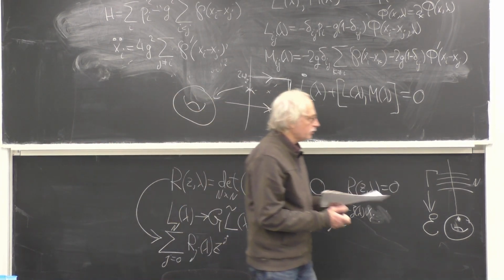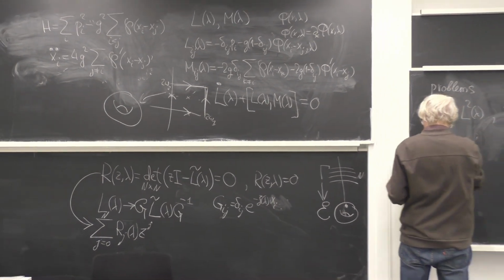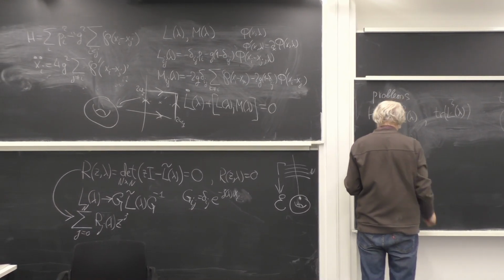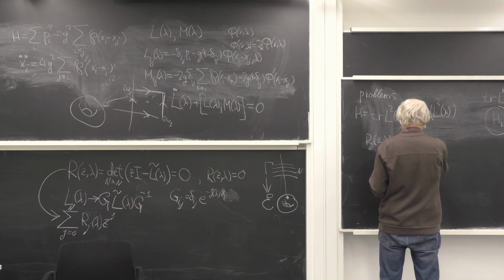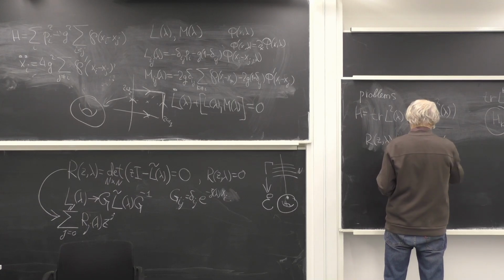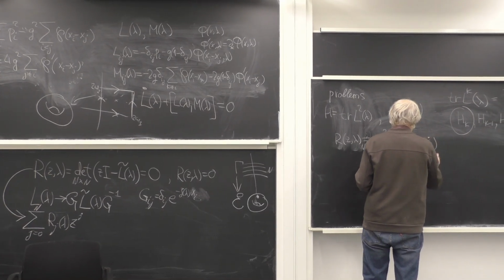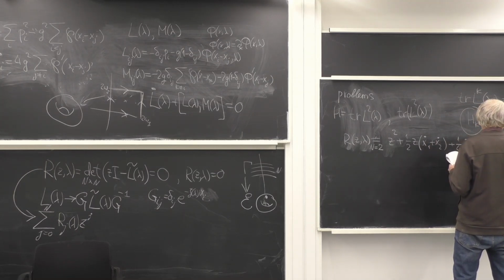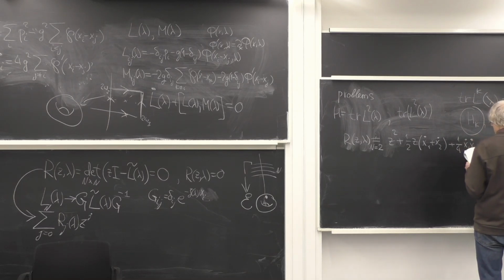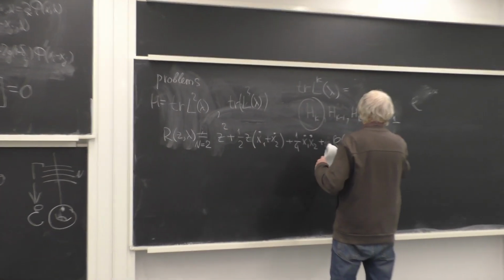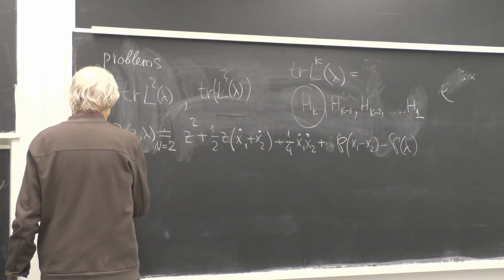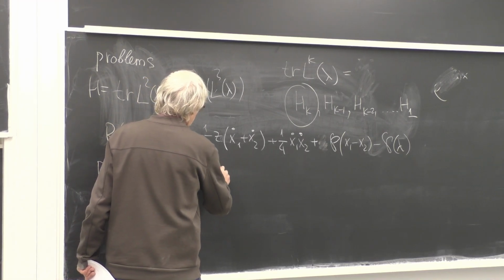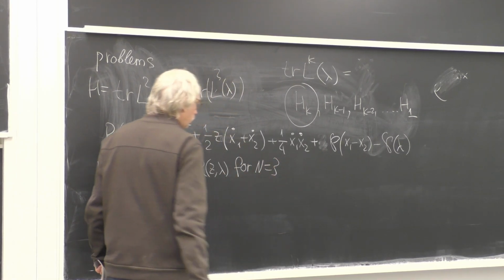Example for n equals 2. Problem is to find the spectral curve for n equals 3.